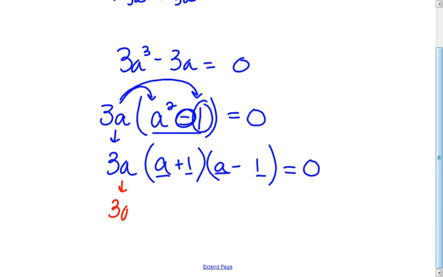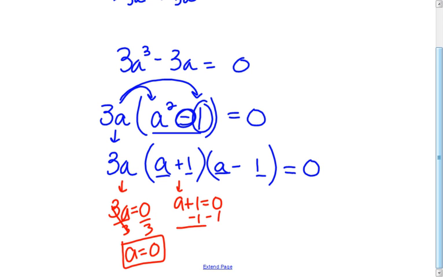So 3a equals 0. I do have a variable here, so I do need to figure out what a has to be so that it turns into 0. So of course you'll divide by 3. 0 divided by anything is 0. Okay? This parentheses, a plus 1 equals 0. Subtract 1.